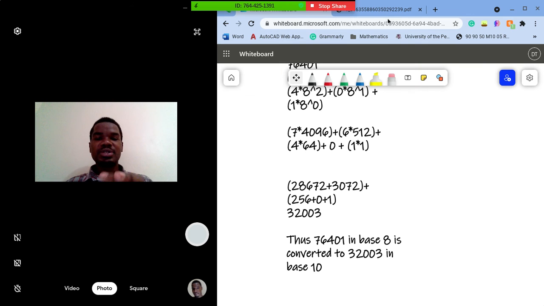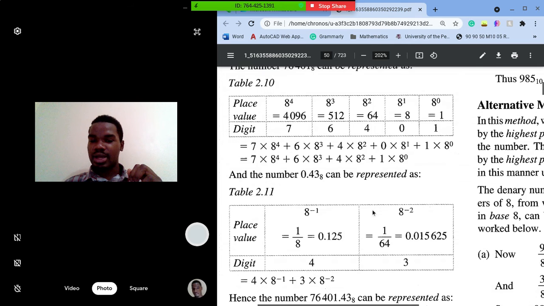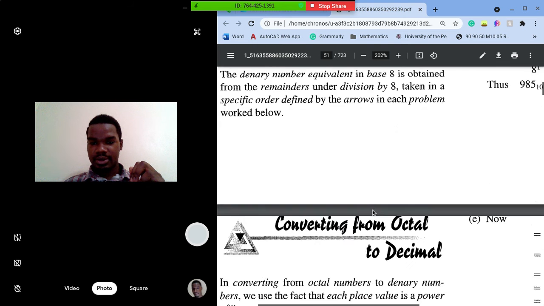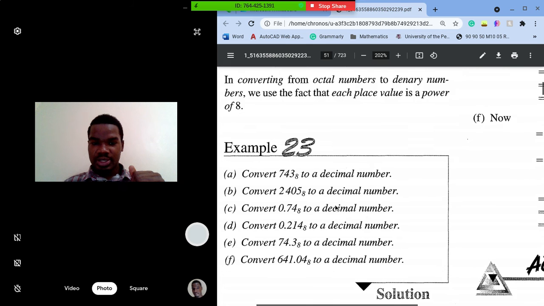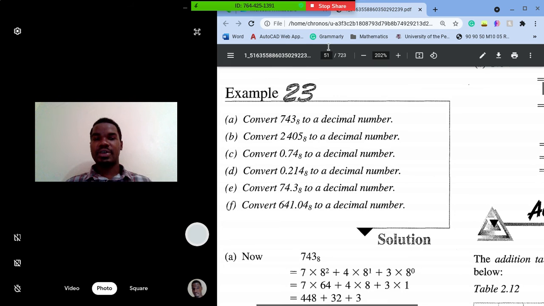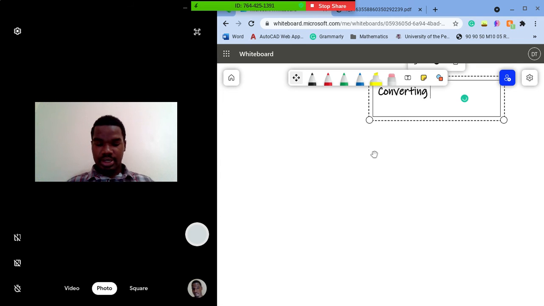But let's see some little examples now, because this was very difficult. Let's use a little smaller example for those who might not get it as yet. All right? So decimal this time. We're going to convert 0.74 base 8 to base 10 or decimal.